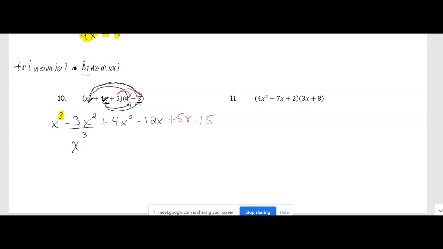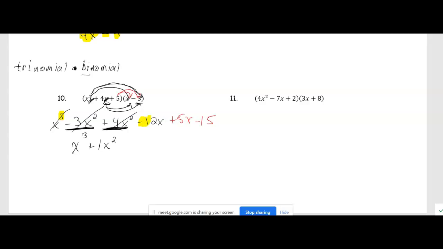So we have an x squared here. It's a -3x squared. And we also have a positive 4x squared. Add those up. That should give us a positive 1x squared. So we're done with the cubes. We've added these together. Now we look for our x to the firsts.